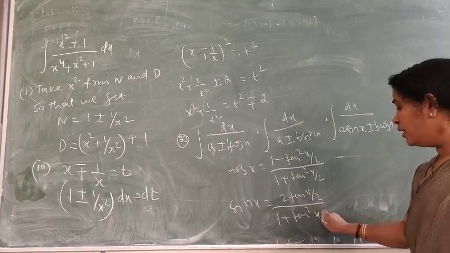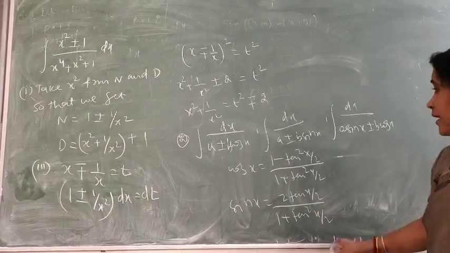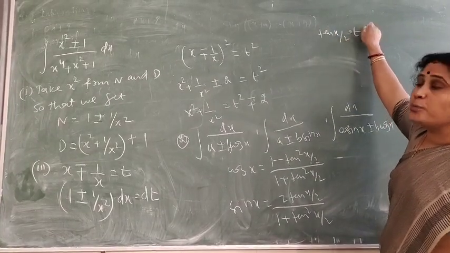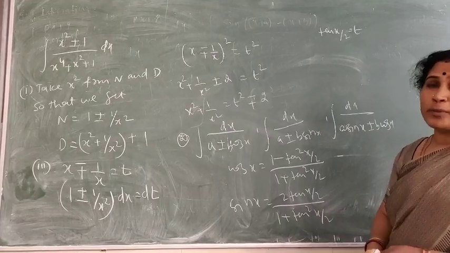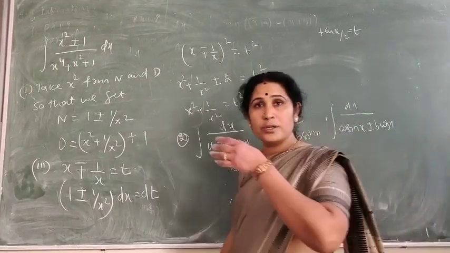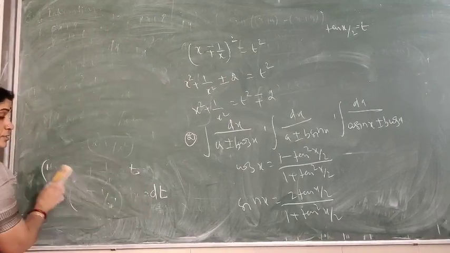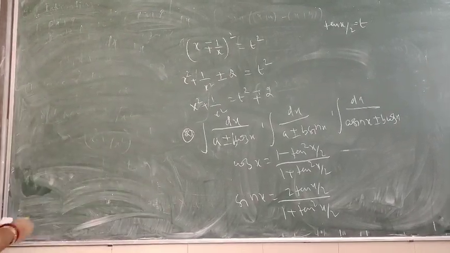Clear to you? Then you have to do one thing. Substitute tan x/2 equal to t. Then proceed. Already I have done this formula also. This is one of the most important. Then next format here. These are all extras, without this NCERT, I have given already.